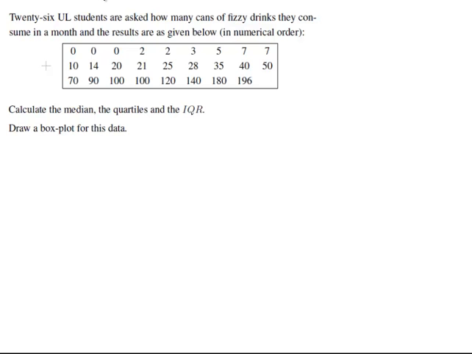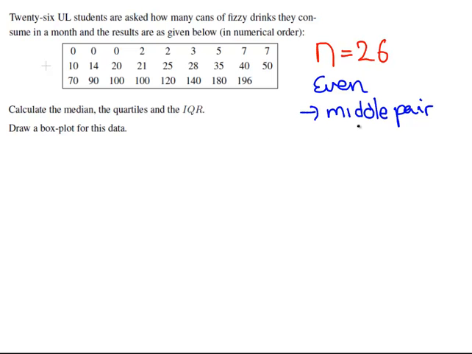So the first thing we're going to notice is that the dataset size, n, is equal to 26. This is an even number, that's something to pick up on. It's an even number size dataset. So we find the middle pair of values and get the average of those two.